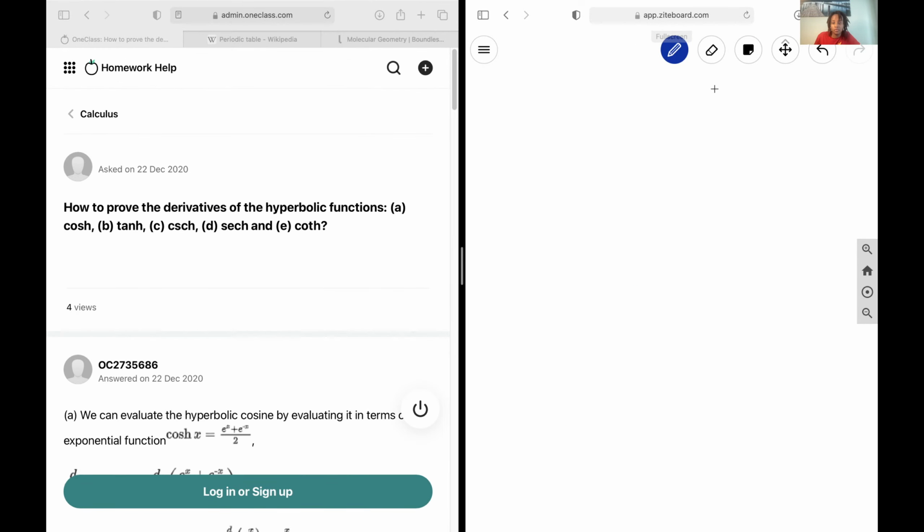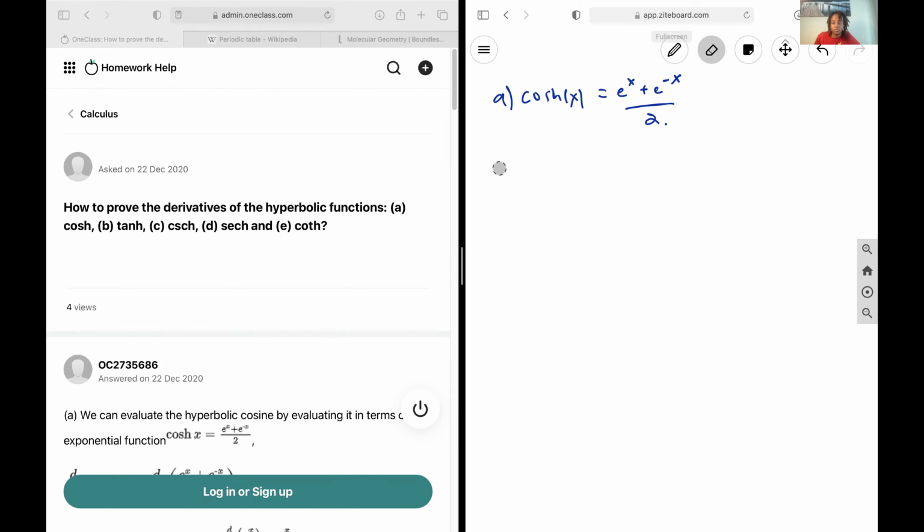Okay, next up, we're going to prove the derivatives of the hyperbolic functions. And so first up, we have the hyperbolic function for cos. And what that is going to be is e to the power of x plus e to the power of minus x, over 2.